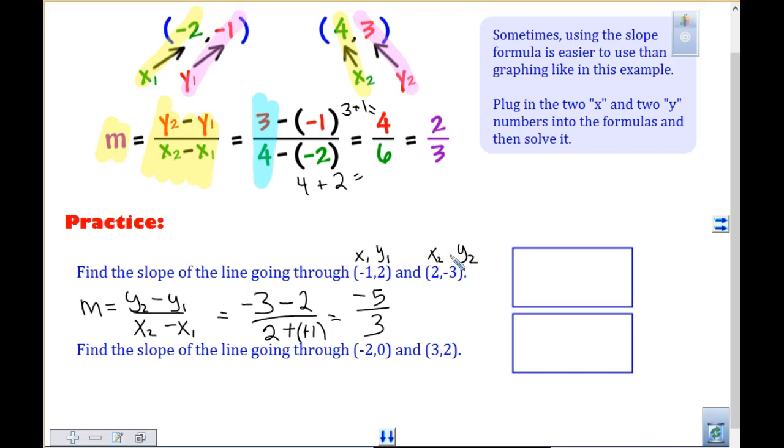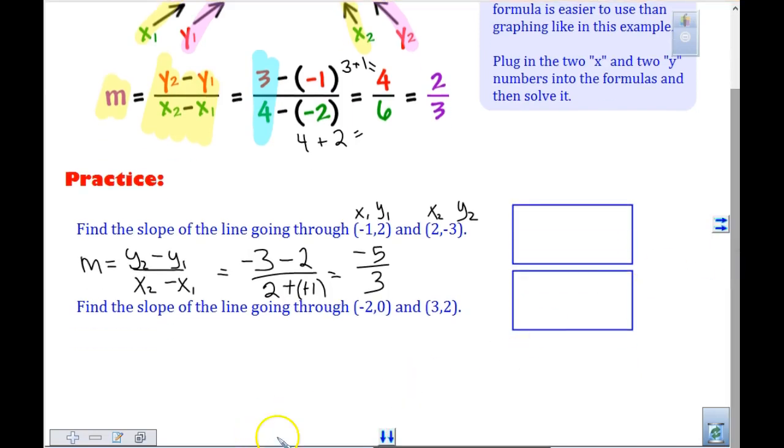Show all of that right now. Okay. So my slope is negative 5 thirds. So when you do your homework tonight, what I am going to be looking for is that you would start with this. The next step, you're going to show me what you substituted in, and then your answer will be as simple as that. Keep it as a ratio. Do not worry about changing it to just one number.